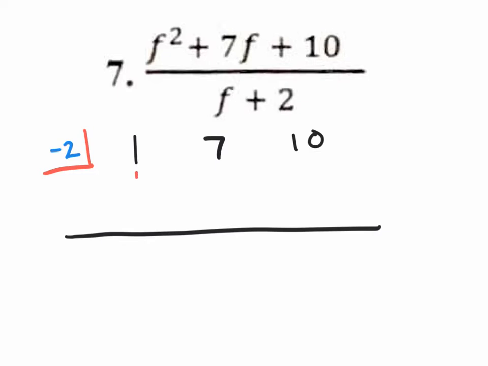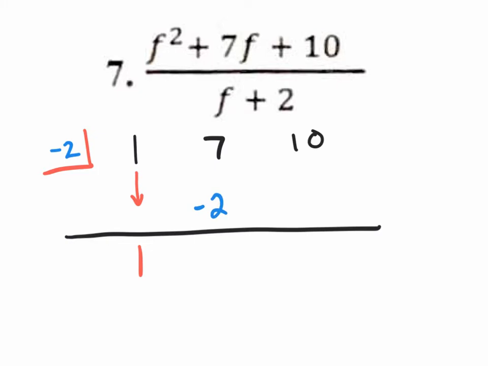As I go down, I add or I combine. 1 plus a, there's nothing here. 1 plus nothing, that's simply 1. Are you with me? Okay. And then I go -2 times 1. What does that give me? -2. So I put the -2 right here.